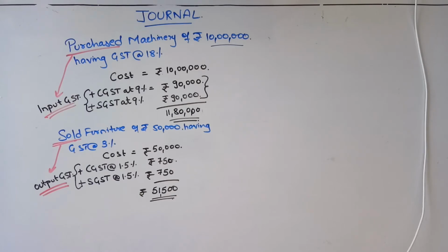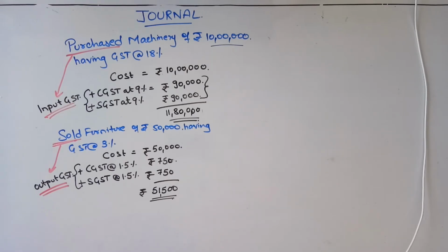Very good, cash purchase. Why? Because nowhere has the name of the creditor from whom we have purchased been mentioned. Nowhere has it been mentioned that machinery was purchased on credit. So it is a cash purchase. What will be the entry? What are the two aspects over here? Machinery account and cash account. Machinery account is what, real, nominal or personal account? Real account. And the cash account is again a real account.